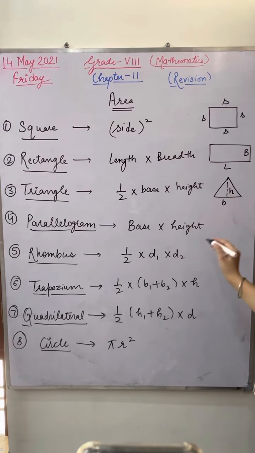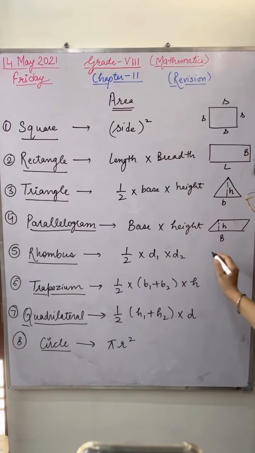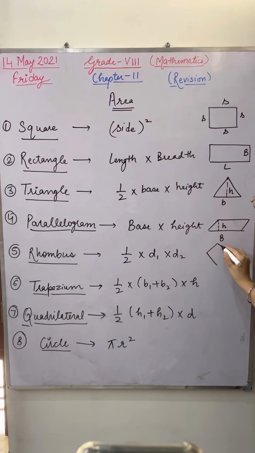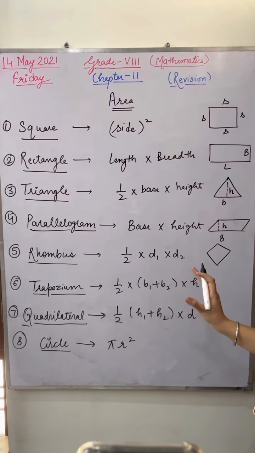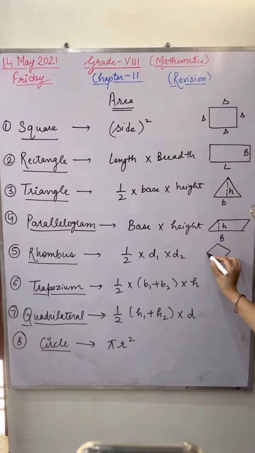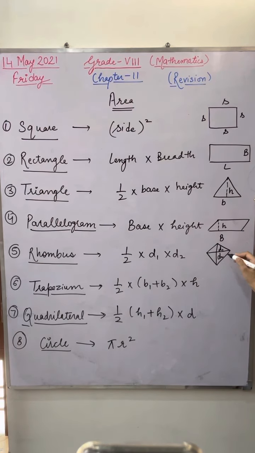Then parallelogram. This is a parallelogram, this is the base and this is the height. Right? Then rhombus. Rhombus is this. One student was asking what a diagonal is. Diagonal 1, diagonal 2. A diagonal joins two opposite points. This is D1, this is D2. Space is less, that's why the figures are small. Is it visible to everyone?